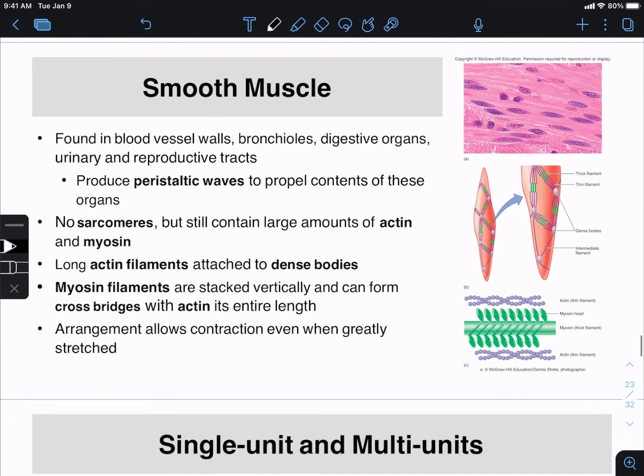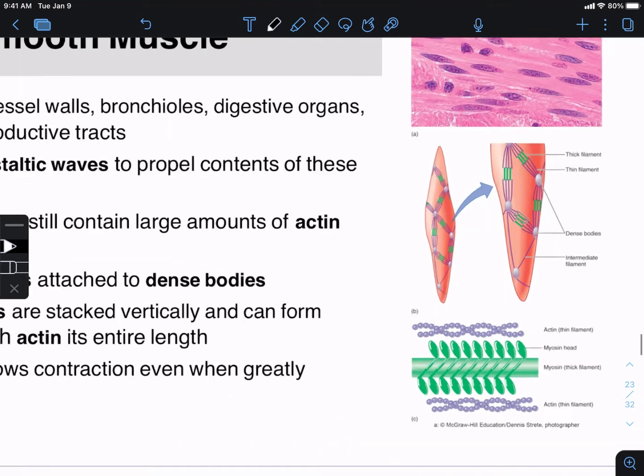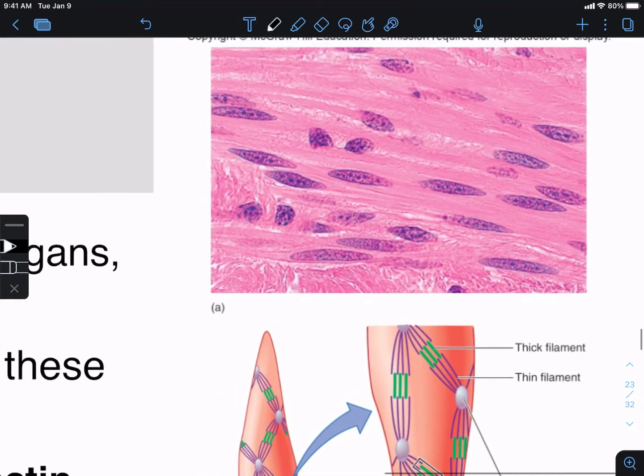And that brings us to smooth muscles. All right. So the reason I grouped the smooth muscles and the autonomic nervous system together is because the smooth muscles are activated by the autonomic nervous system. So we take a look at our smooth muscles. Let's zoom in on this picture over here.